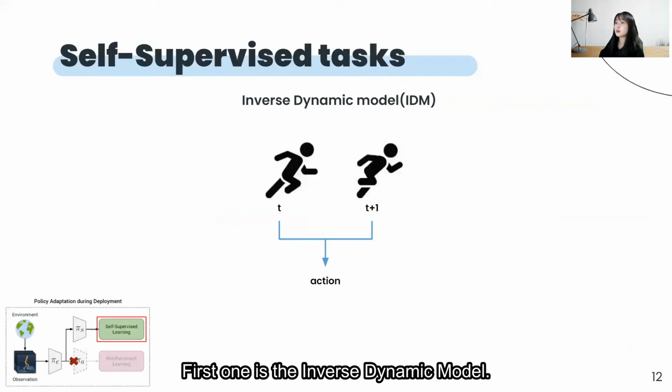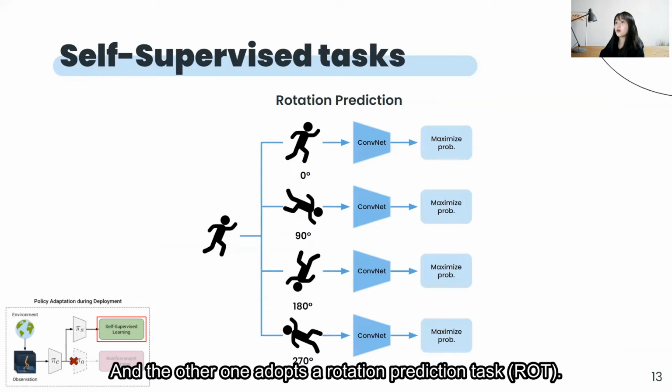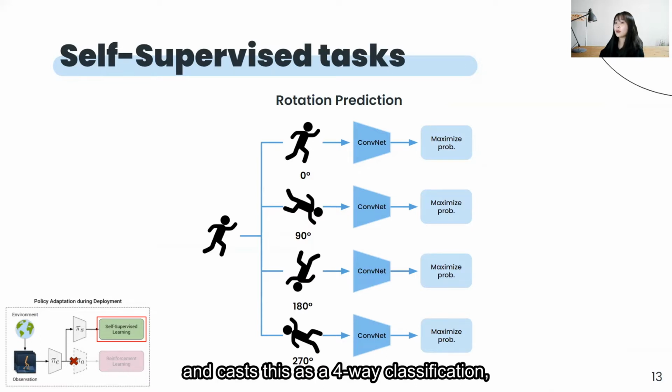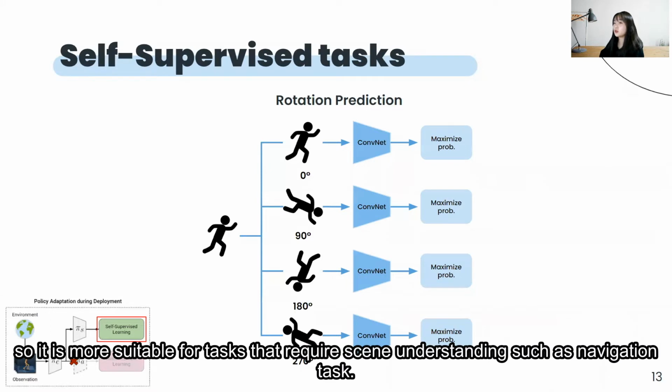The first one is the inverse dynamics model. It takes the states before and after a transition and predicts the action in between. So it is useful for tasks that require motor control. The other one adopts a rotation prediction task. An observation is rotated by one of four different angles and this is cast as a four-way classification. So it is more suitable for tasks that require scene understanding, such as navigation tasks.